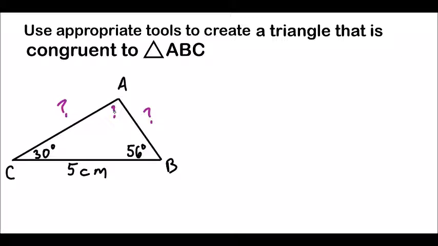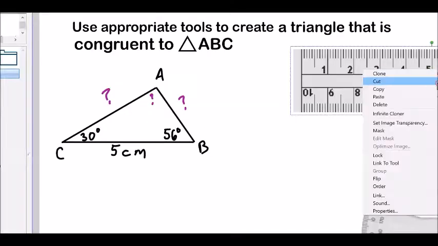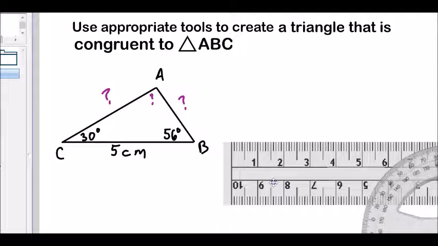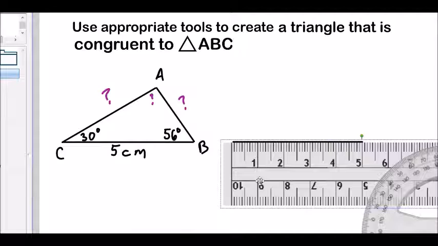Appropriate tools. So I'm thinking that that's probably going to be a couple things. Probably going to need a ruler and a protractor. And voila, movie magic. There they are. So looks like the first thing we need to do is create a 5 centimeter long line. That's pretty easy to do. I'm just going to use this little ruler here. So now I've got a 5 centimeter long line. I have no more use for the ruler for now.